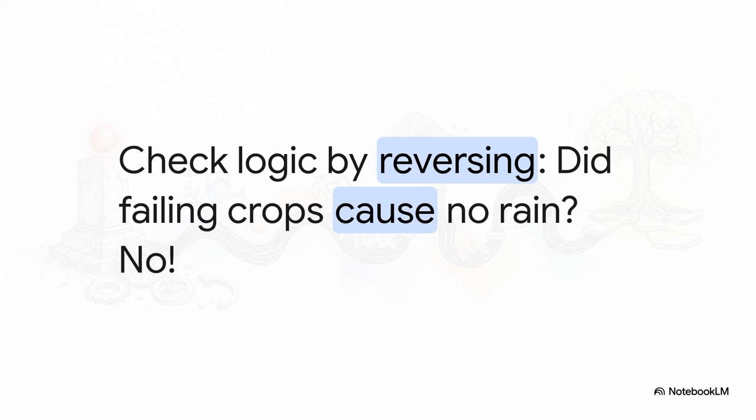Did the crops failing cause it to not rain? No way, absolutely not. That makes 0 sense. So your logic is sound. The lack of rain simply must be the cause.